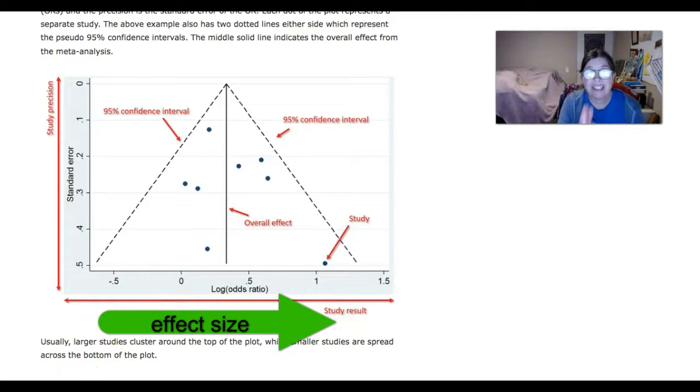Be careful because this line isn't at 0, it's at the mean or average effect size. It'll only be at 0 if there was no effect, but if there's a small effect, like 0.3 or whatever they're measuring it with, it'll be at 0.3. If there's a negative effect, it'll be at negative 0.2 or negative 1. But it's not 0, it's where the average effect size is.